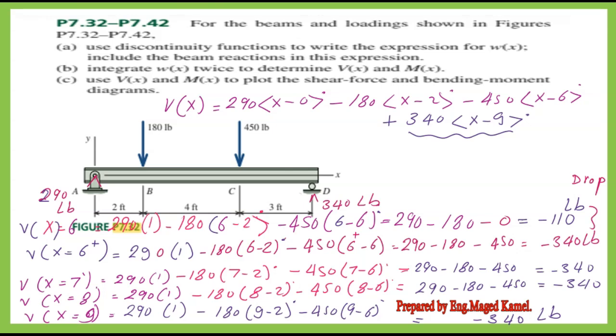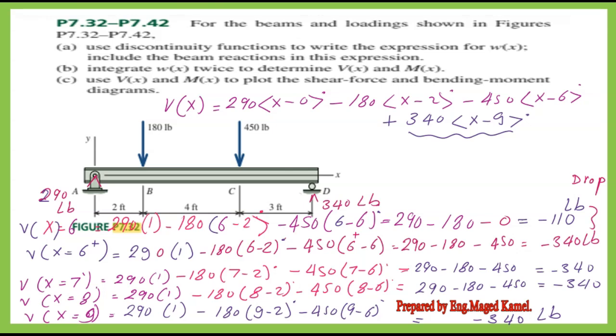We find out that there is a drop or change step. At 6 feet, we have 110, while at 6 plus, same point, but we will have a step by the value. So the shear value will be minus 340 pounds.